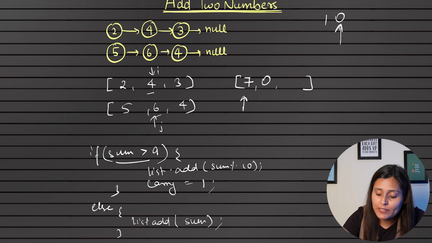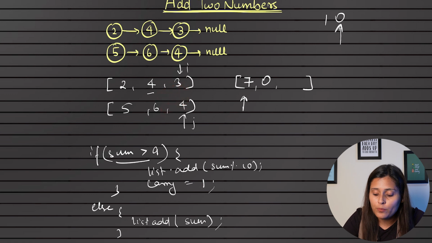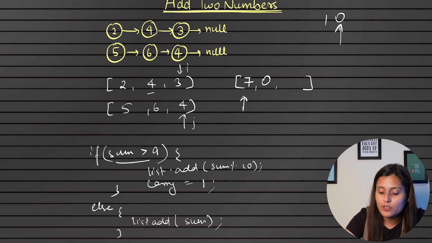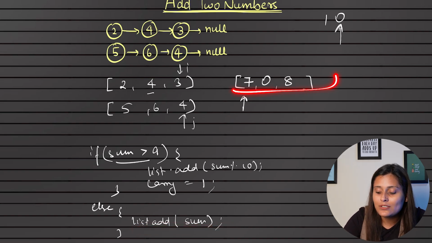Now again we will do i plus plus, so i here and j here, j plus plus. Now again we will write 3 plus 4 plus carry. Now total is 8. So now we'll check, hey, is my summation greater than 9? No. So list dot add sum. So now this is in the list format. We have to create a linked list.